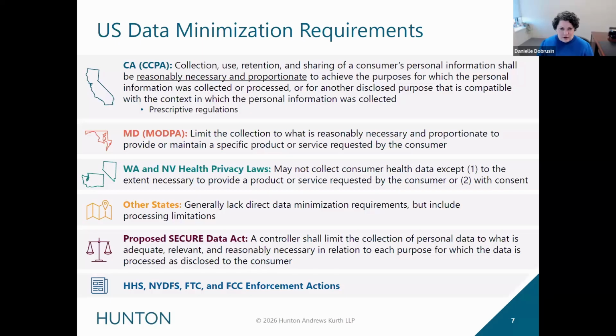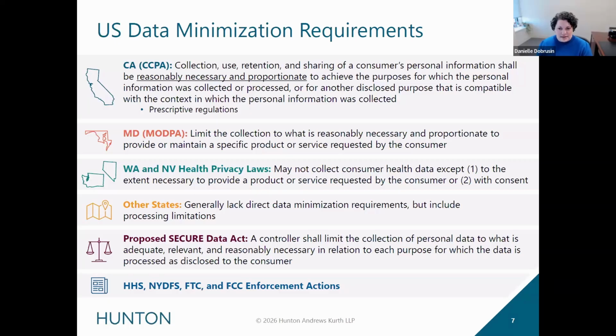So let's move into the US requirements. The US is, of course, a complicated landscape from a privacy perspective, with different rules under different regimes. But we'll walk through some of the key examples of US data minimization requirements. First, we'll start with California. The CCPA has a prescriptive and unique data minimization and processing limitation provision.